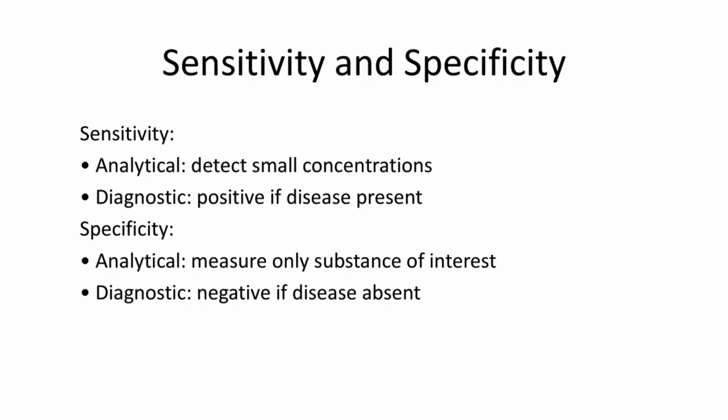Analytical sensitivity is the ability of a test to detect very small concentrations of a substance. Diagnostic sensitivity refers to the ability of a test to correctly produce a positive result if the patient truly has the disease. Then we move to specificity. Analytical specificity is the ability of a test to measure only the substance of interest, without interference from other substances. Diagnostic specificity means the ability to correctly produce a negative result if the patient does not have the disease.